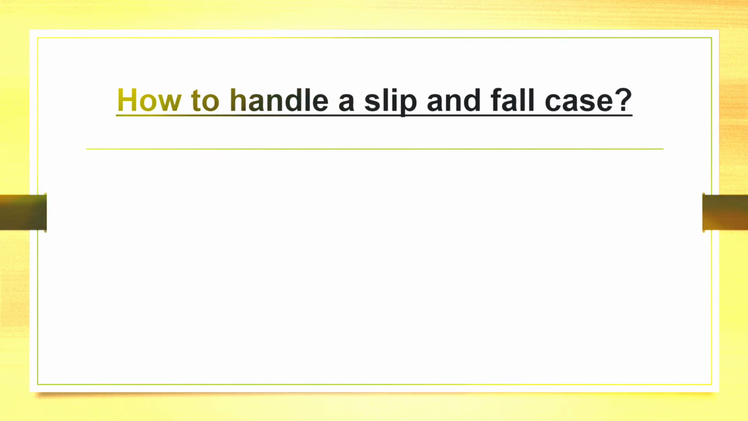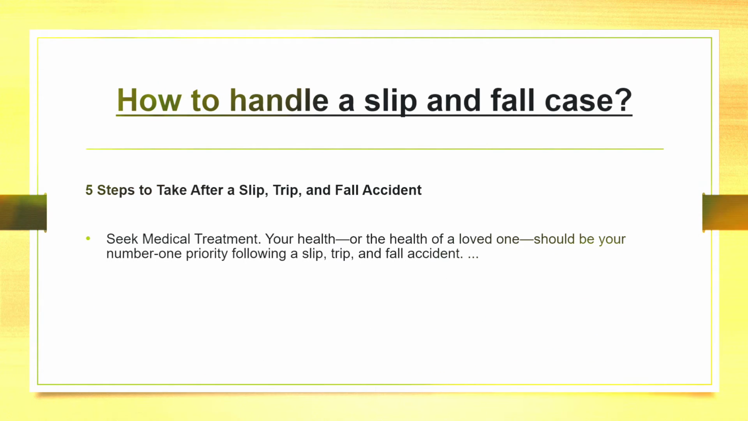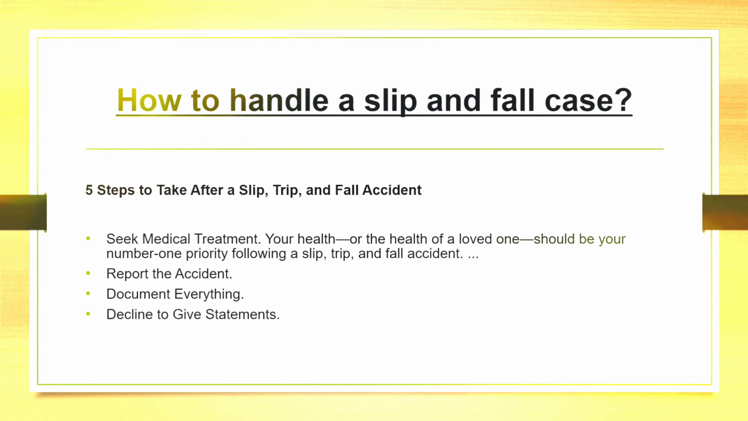Now, how to handle a slip and fall? There are 5 steps to take after a slip, trip, and fall accident. Seek medical treatment. Your health or the health of a loved one should be your number one priority following a slip, trip, and fall accident. Report the accident, document everything, decline to give statements, call an attorney.